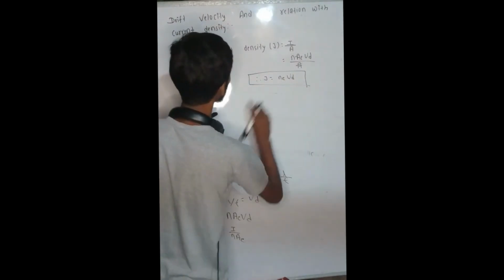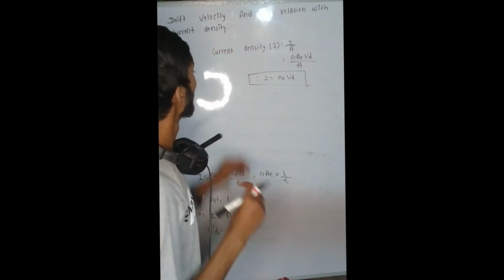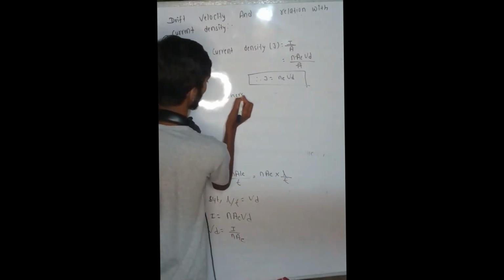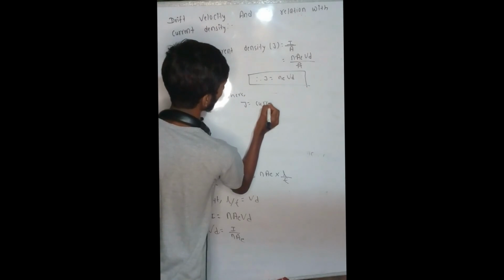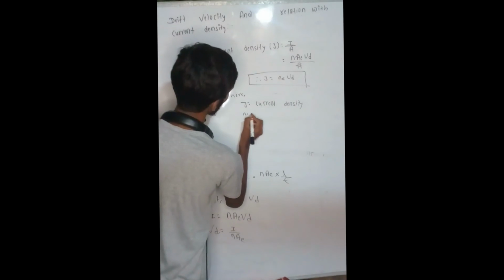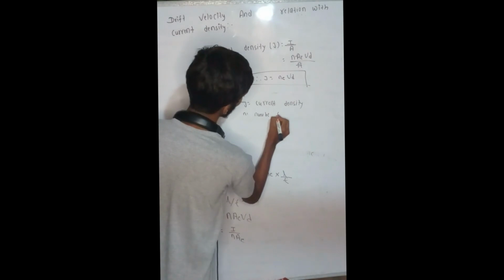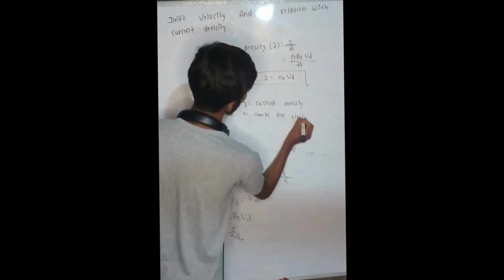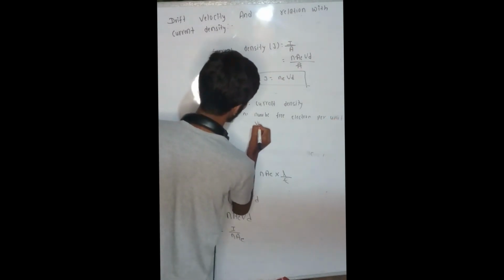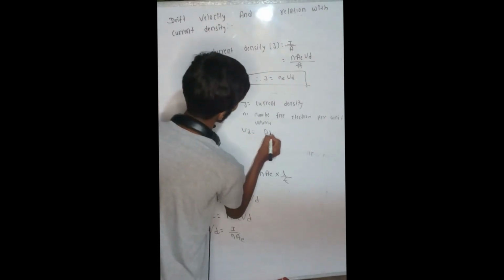We can relate the drift velocity with current density. Here J is the current density, n is the number of free electrons per unit volume, e is the charge of an electron, and Vd equals the drift velocity.